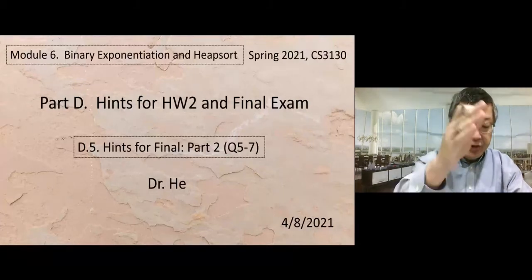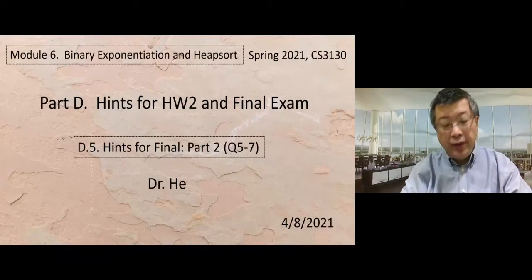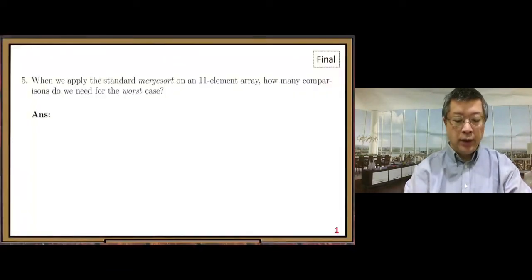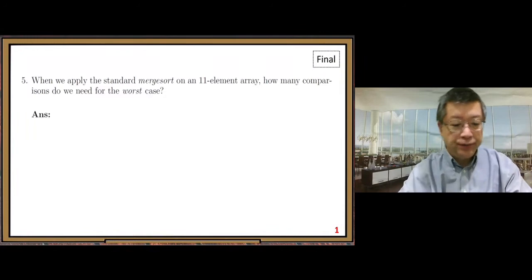D.5 Hints for Final Part 2. 3 questions from question 5 through 7. Let's look at question 5 first.